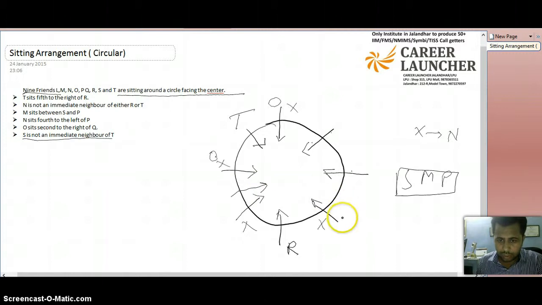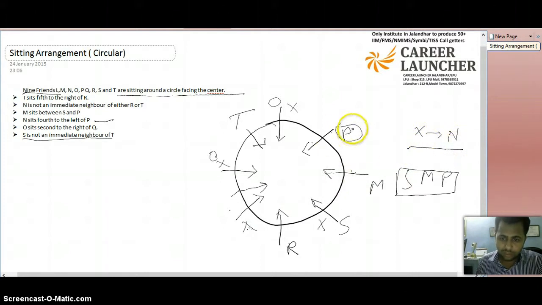Let's draw SMP here and then check out what is the next hint. It says N sits fourth to the left of P. So if I consider this to be the P, the left would be 1, 2, 3, 4. So N comes out to be here, which is not possible because N cannot be accommodated at the crosses.